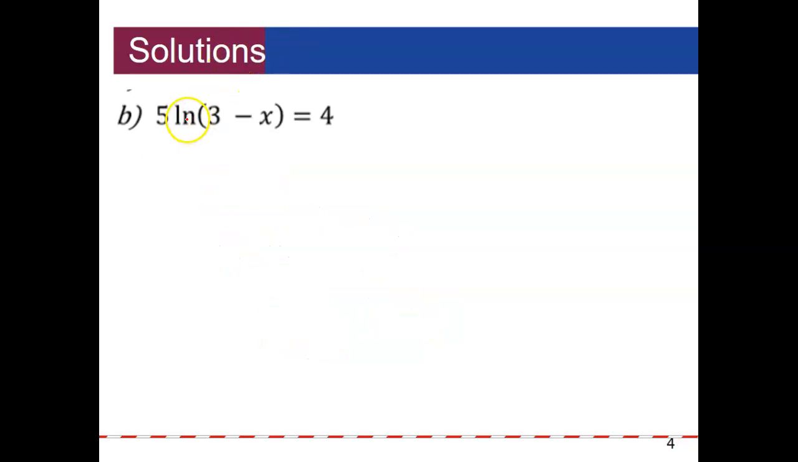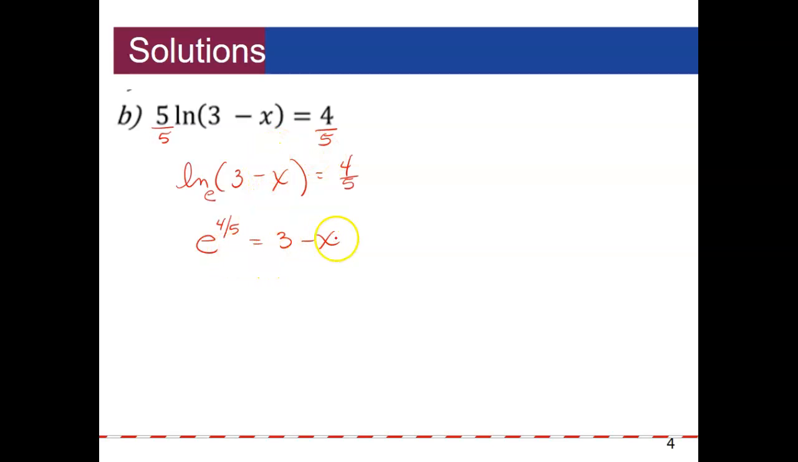Okay, the next one, I have a logarithmic equation. So the first thing we want to do is isolate the logarithm. So I'll need to divide both sides by 5. Okay, if you remember our strategy when we have a logarithm on one side and not the other is to put it in exponential form. So we have an understood base of e. So it's going to be e to the 4/5 power equals 3 minus x.